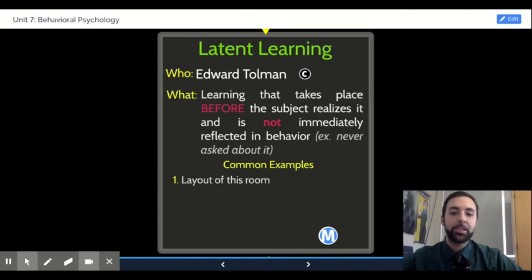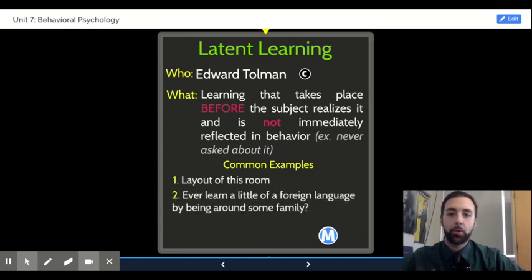We're going to connect latent learning to Edward Tolman, who gets a contributing letter C. The idea of latent learning is pretty simple, but it's the notion that you may learn something at a point in your life, and if nobody asks you about it, nobody tests you on it, you might unknowingly possess this knowledge that you don't really recognize until a later point in life. So it's not immediately reflected in your behavior.